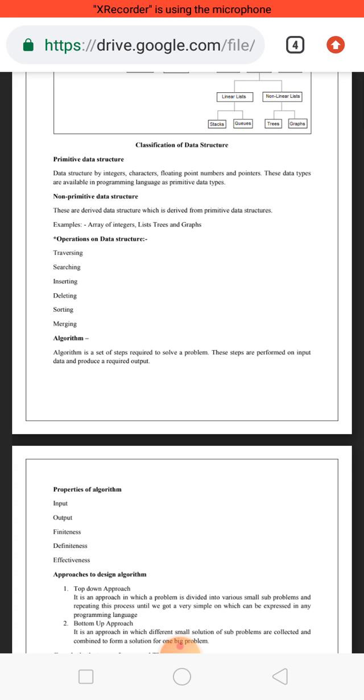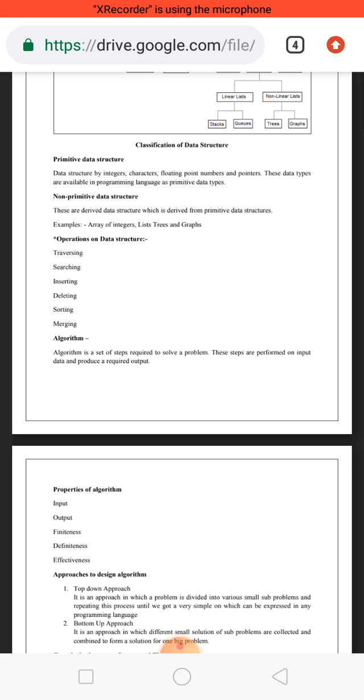What are the different properties of algorithm? काय काय असतं algorithm? Input, output, it produces output. Then finiteness means the algorithm should stop. Algorithm should not be infinite in nature. Algorithm should stop at some point.